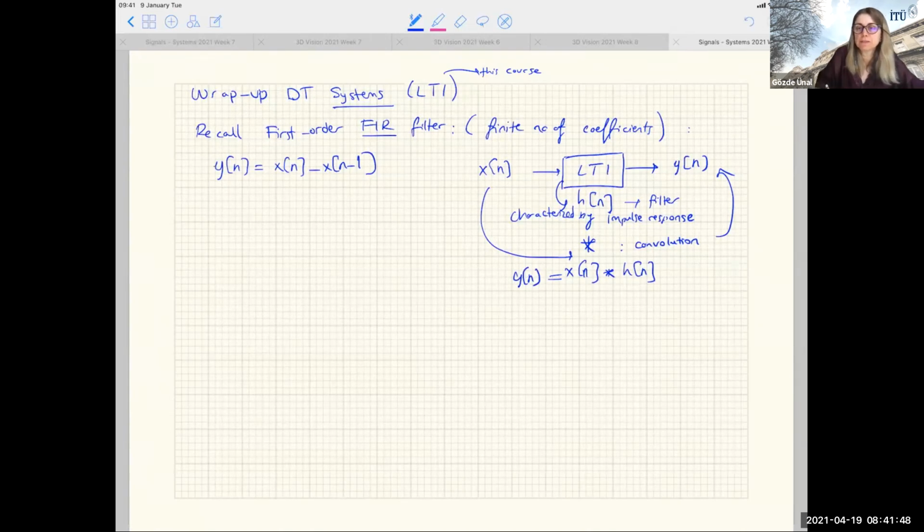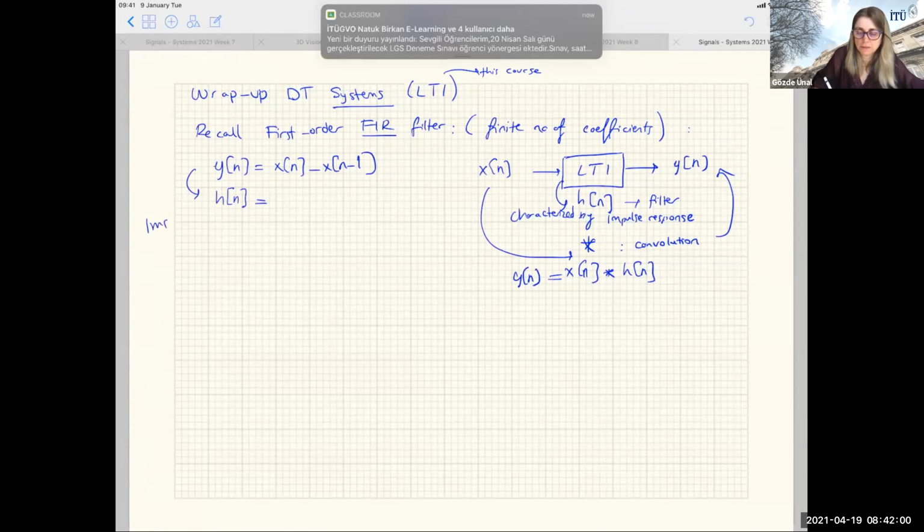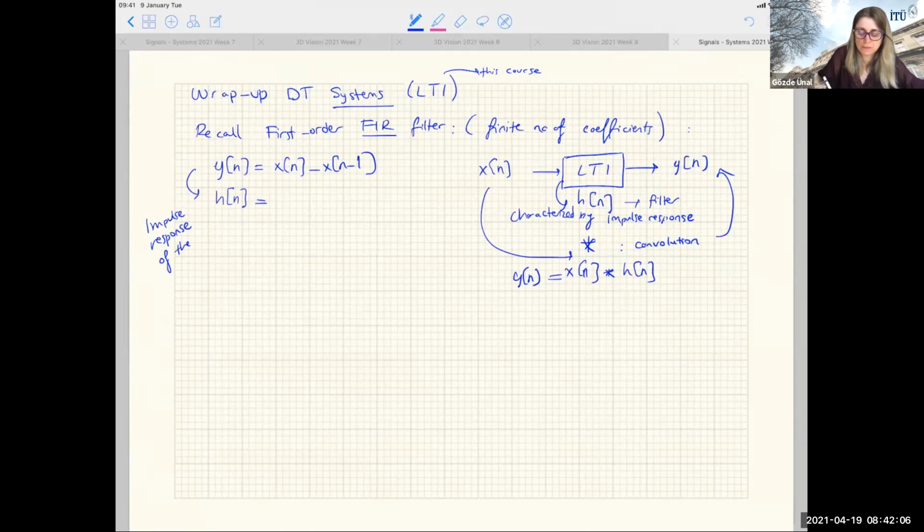So here, what is the impulse response? You know how to find the impulse response of this system. Remember, we replace x of n by delta n, right? Delta n minus 1. So this is a filter of two coefficients, 1 and minus 1, right? And this is your h of n.